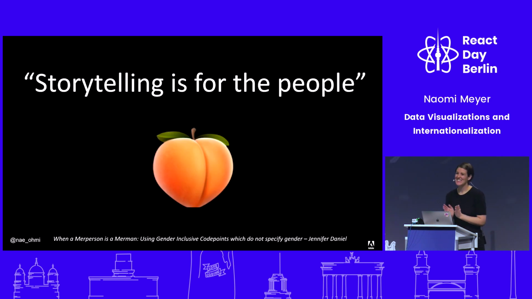Jennifer Daniel is an amazing creative director at Google who's leading the charge to include more gender-inclusive emoji code points in the newest version of Unicode. And she says that storytelling is for the people. This peach emoji is often used in a suggestive context because it looks like a butt. But we've seen in the United States an increase in the peach emoji used in the context of impeachment.